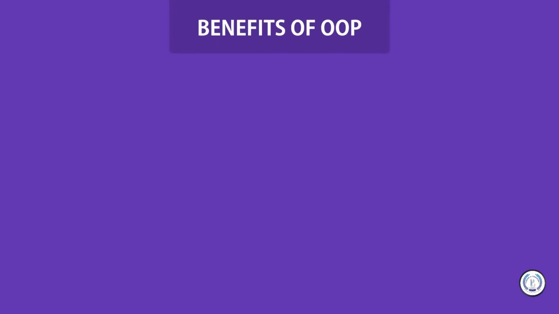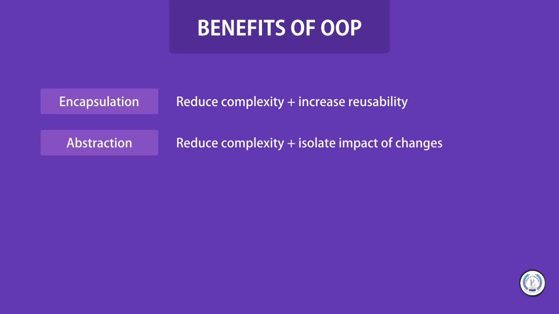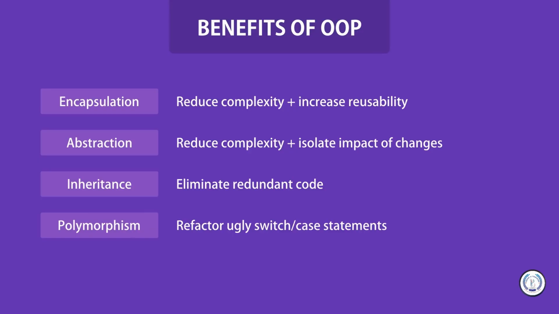So here are the benefits of object-oriented programming. Using encapsulation, we group related variables and functions together, and this way we can reduce complexity. Now we can reuse these objects in different parts of a program or in different programs. With abstraction, we hide the details and the complexity and show only the essentials. This technique reduces complexity and also isolates the impact of changes in the code. With inheritance, we can eliminate redundant code, and with polymorphism, we can refactor ugly switch case statements.